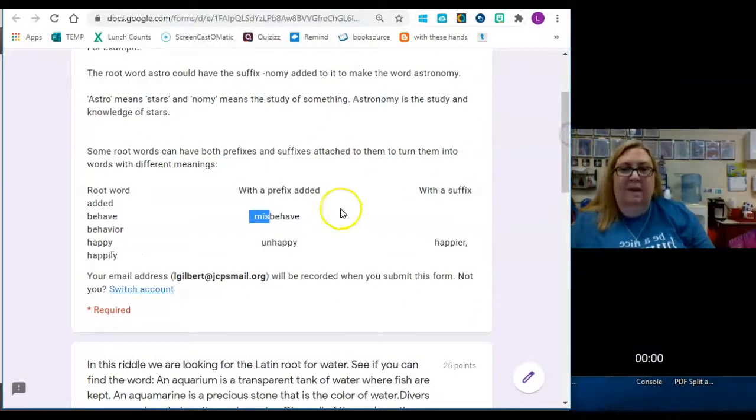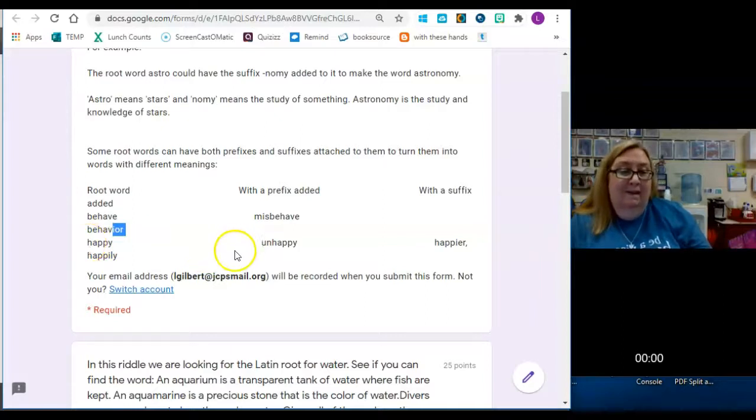I'm terribly sorry. If you have the prefix, misbehave: if I tell you to behave and you misbehave, this means you're behaving incorrectly. You are not behaving, right? But if I add the suffix -ior at the end of behave, it's behavior. It's the way you are behaving.